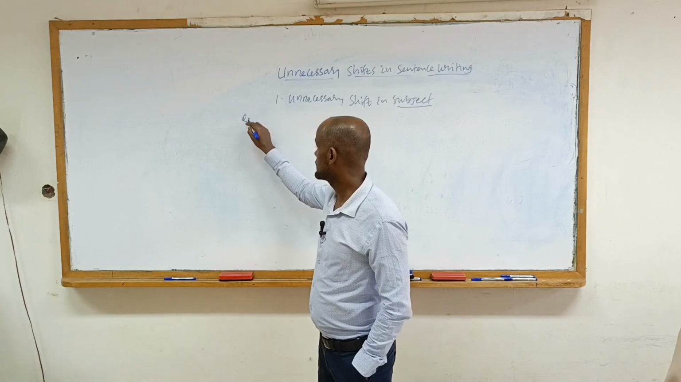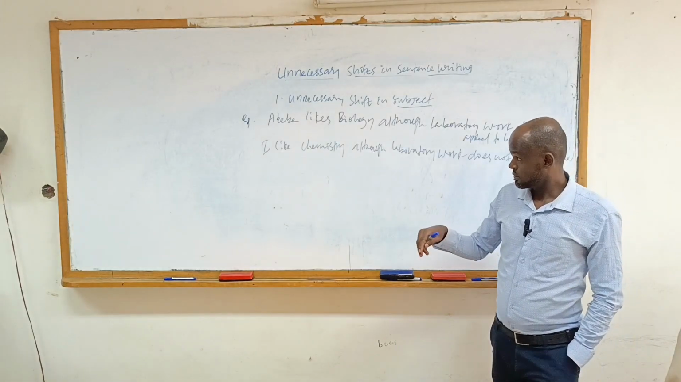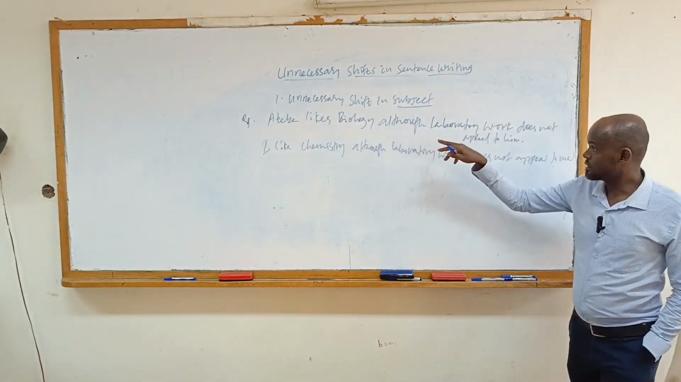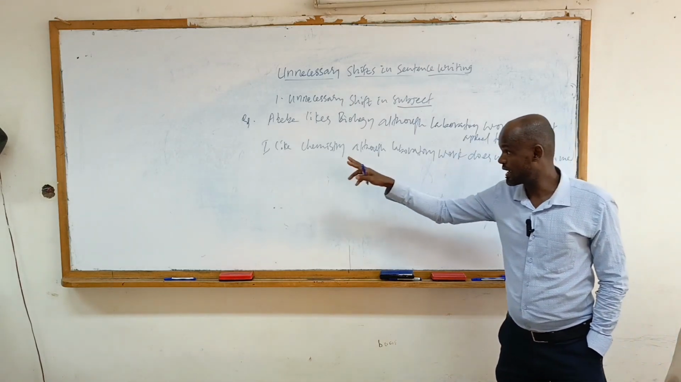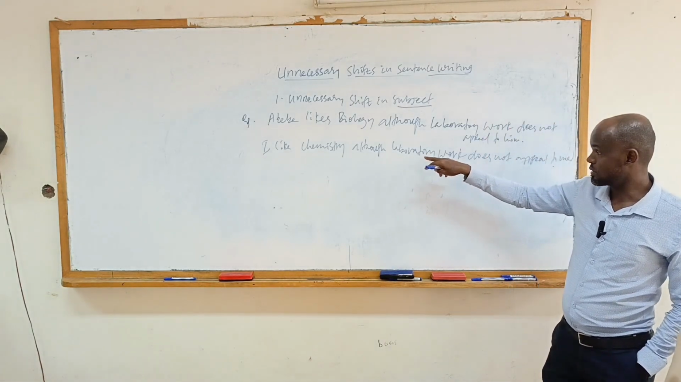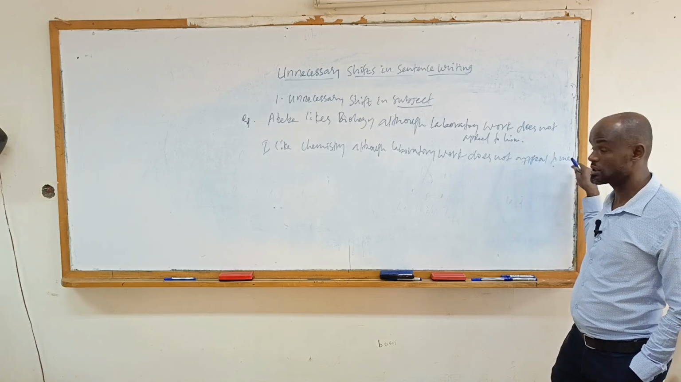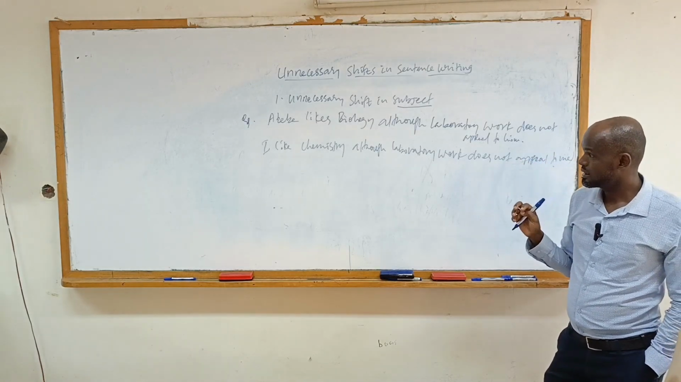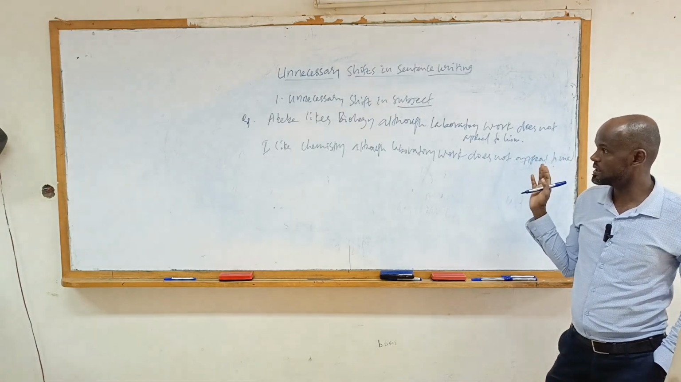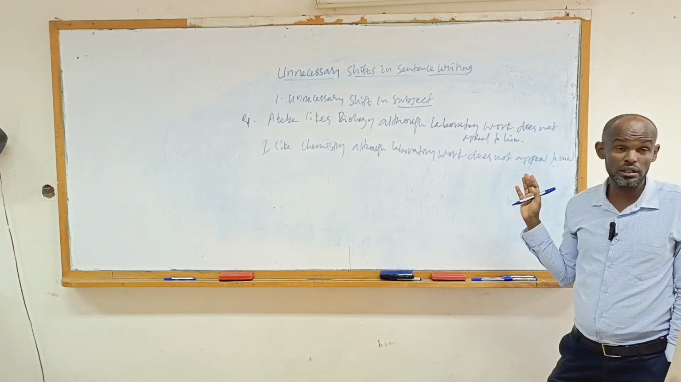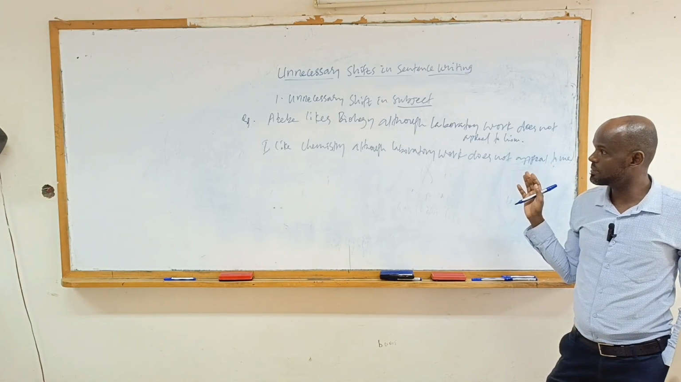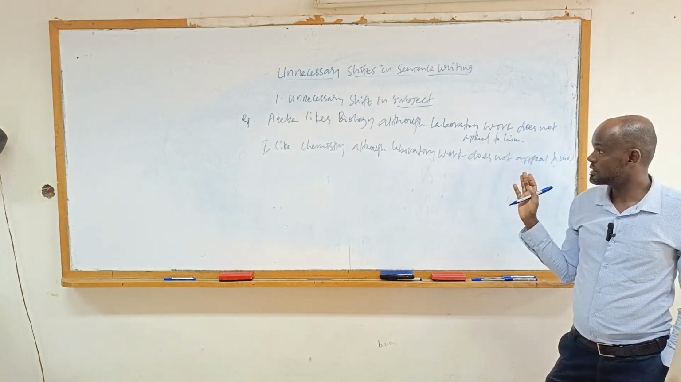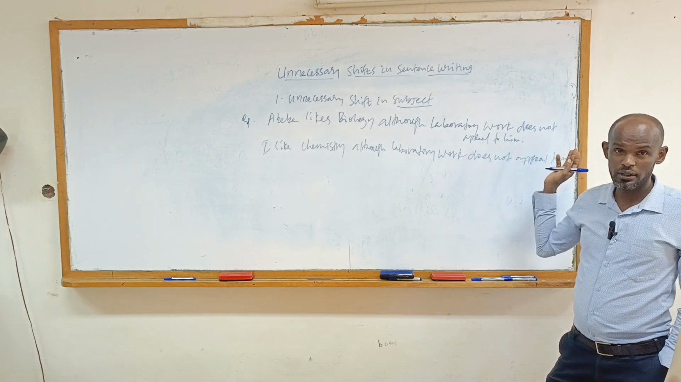Let's see example. Ababe likes biology, although laboratory work does not appeal to him. Or else we can say, I like chemistry, although laboratory work does not appeal to me. You can say. Now, if you just simply see these two sentences, meaning is conveyed, no problem. Because you can easily tell me that Ababe likes biology, but he doesn't like laboratory work.